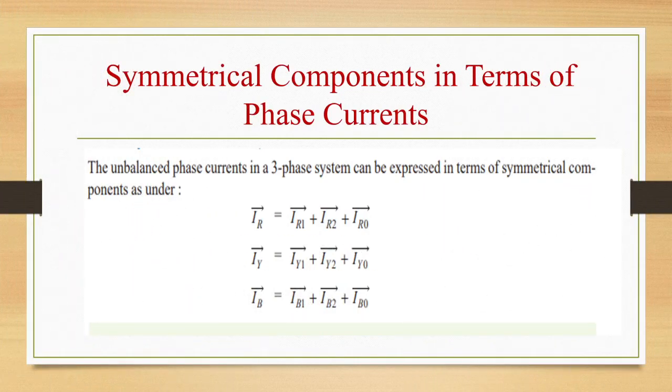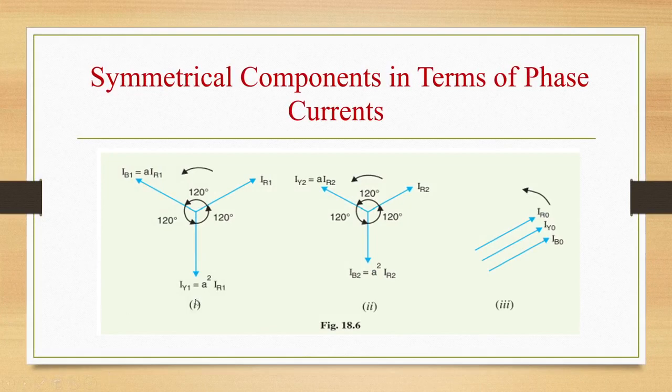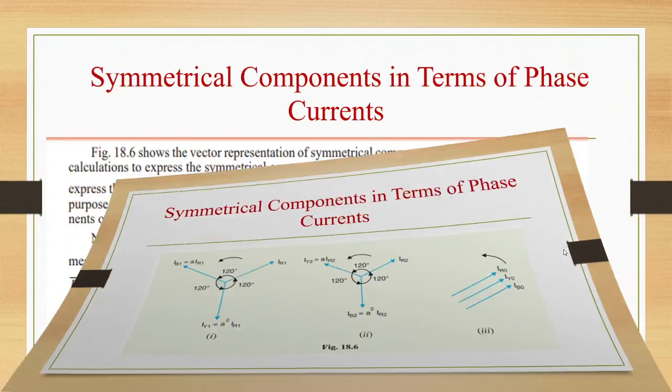Symmetrical components in terms of phase currents. Unbalanced phase currents in a three-phase system can be expressed in terms of symmetrical components as IR is equal to IR1 plus IR2 plus IR0. IY is IY1 plus IY2 plus IY0. IB is IB1 plus IB2 plus IB0. And these are their diagrams for positive, negative and zero sequence components respectively. This is the sequence RYB, and this is RBY, and this is having zero phase displacement between IR, IY and IB.